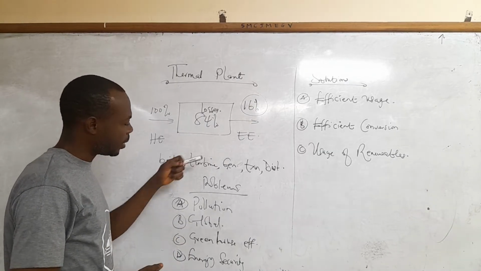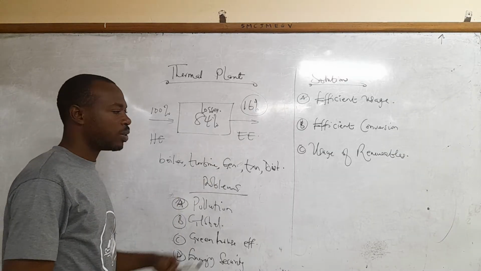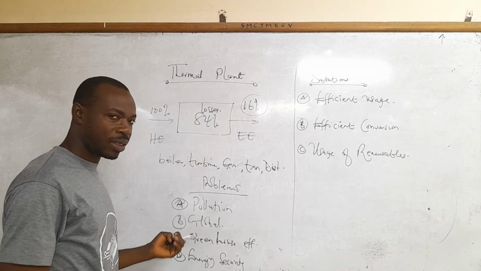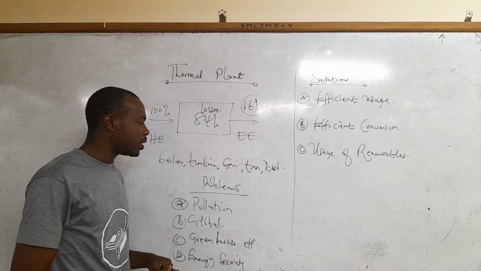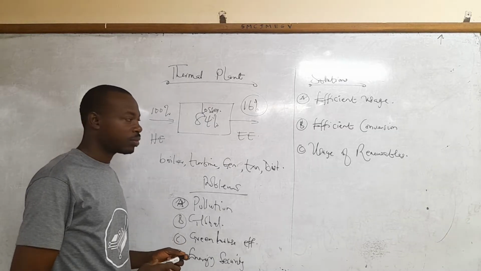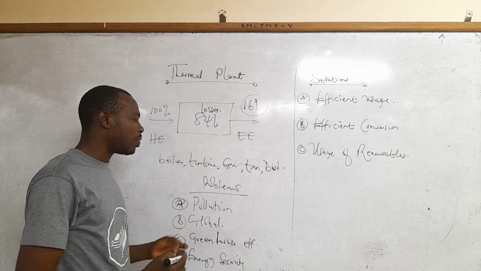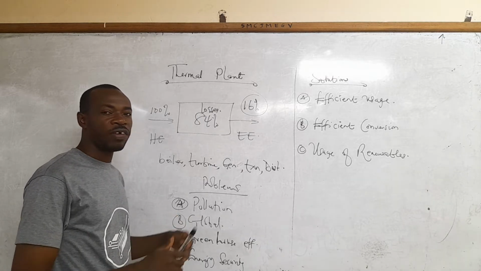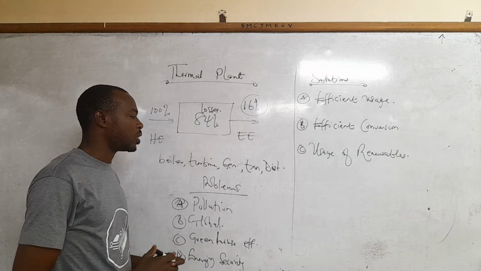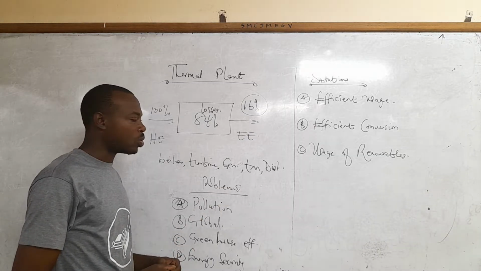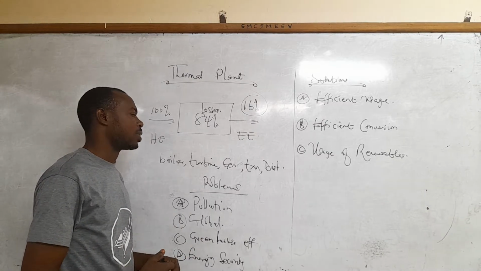So this mechanical energy at the end of the day will be coupled to a generator, an electrical generator or an alternator. With the working of this alternator, we will definitely get electrical energy. So from here, to get our electrical energy generated to the various load centers, we use transmission and distribution. So at the end of the day, this can reach our customers at the various load centers.